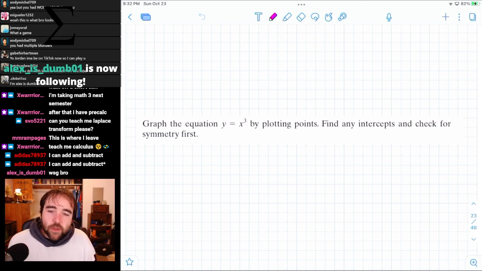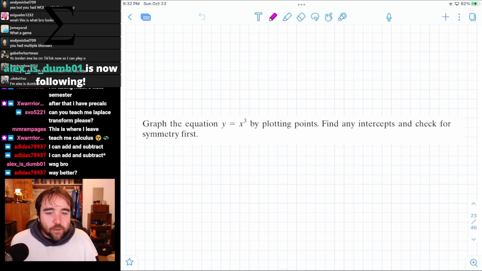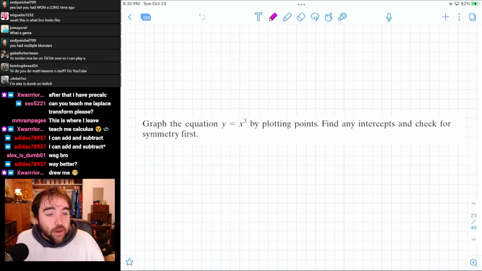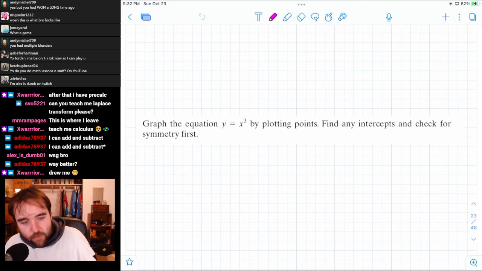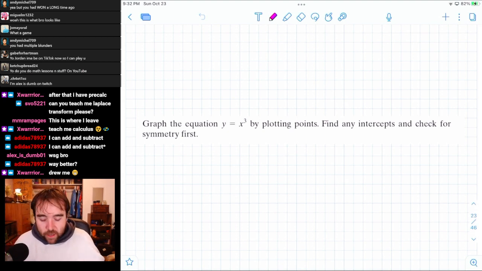So what do they want us to do here? They want us to look at the graph y equals x cubed by plotting points, find any intercepts, and check for symmetry first. Okay, well, let's go. So, finding intercepts.